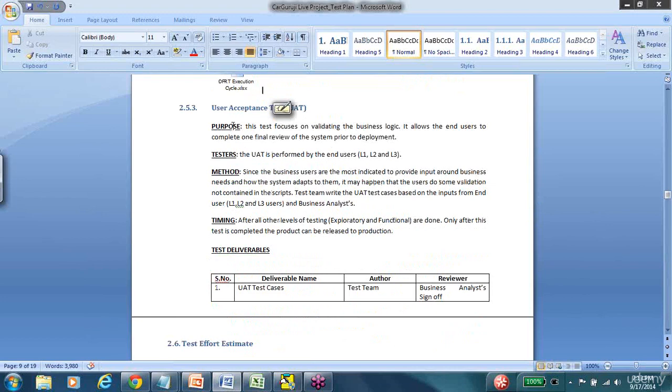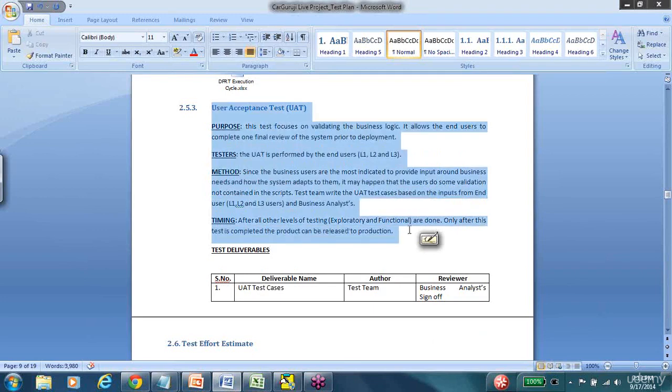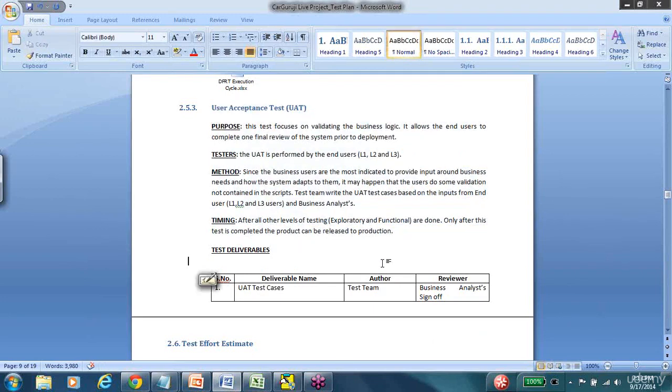Then there is UAT. So UAT, what is the purpose? This is for validating the business logic. So this allows the end users to complete one final review prior to the deployment. Who is going to participate? End users from L1, L2, and L3. Now, why are we planning? I mean, this is also something that I asked in the beginning of the session. Why are we planning UAT?